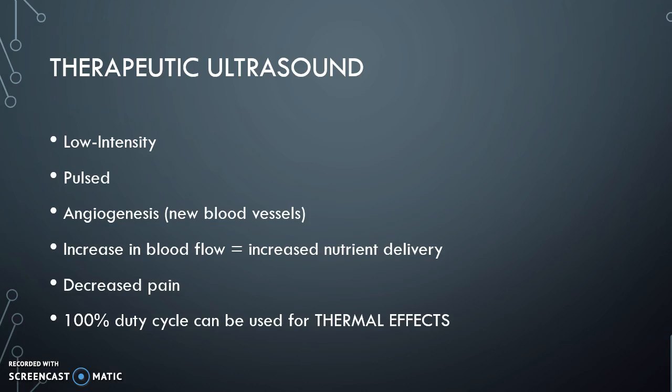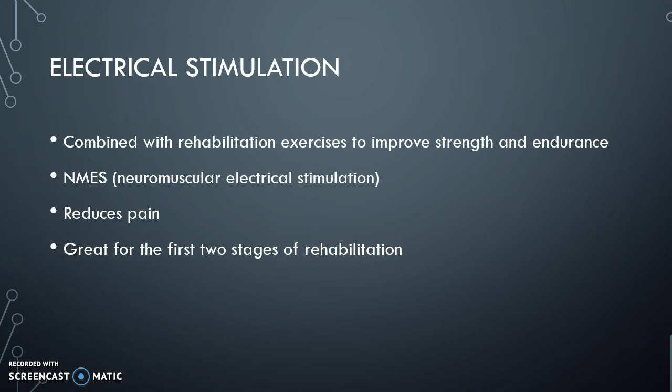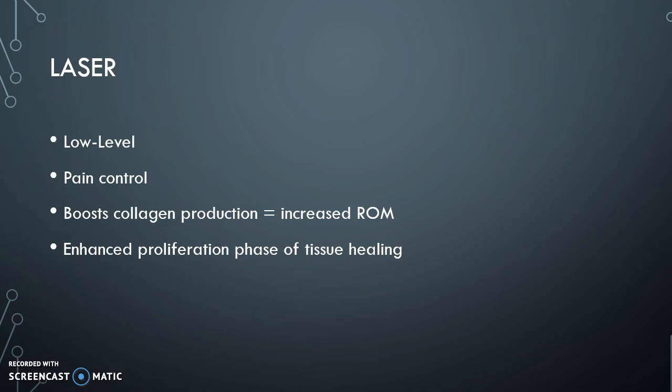Once again, low intensity pulse. We're making those new blood vessels, increasing that blood flow, nutrient delivery, decreasing pain. But this is where we can use that 100% duty cycle. E-stim. We can combine that with rehab exercises to improve the patient's strength and endurance. We'd like to set it on the neuromuscular electrical stimulation. That's more or less for your pain, and it's great for these first 2 stages of the rehab process.